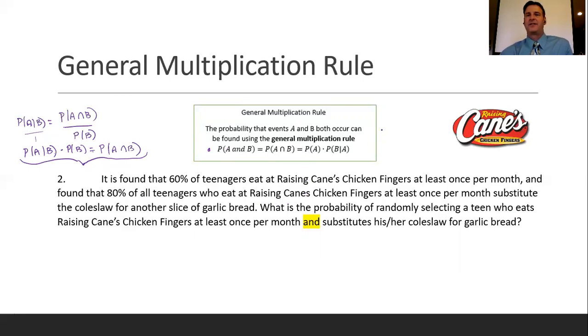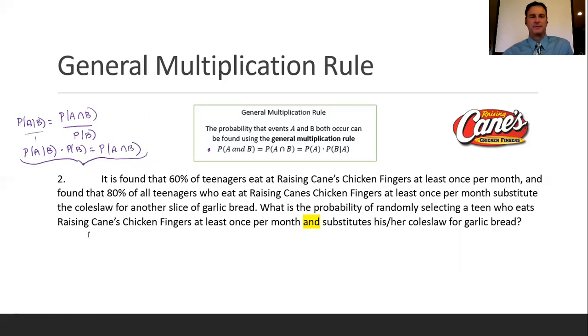Okay, so Raising Cane's Chicken Fingers, one of my favorite places. It says it is found that 60% of teenagers eat at Raising Cane's at least once per month. Okay, and found that 80% of all teenagers who eat at Raising Cane's Chicken Fingers once a month substitute their coleslaw for another slice of bread, which you are allowed to do, okay, for free. It says, what is the probability of randomly selecting a teen who eats Raising Cane's Chicken Fingers at least once per month and substitutes his or her coleslaw for garlic bread? All right, very wordy question that has a very simple answer, okay, or process for an answer.